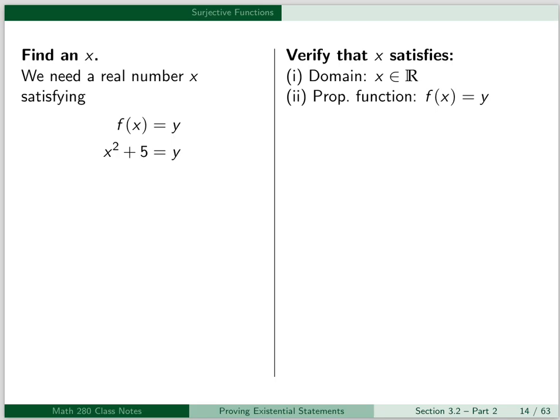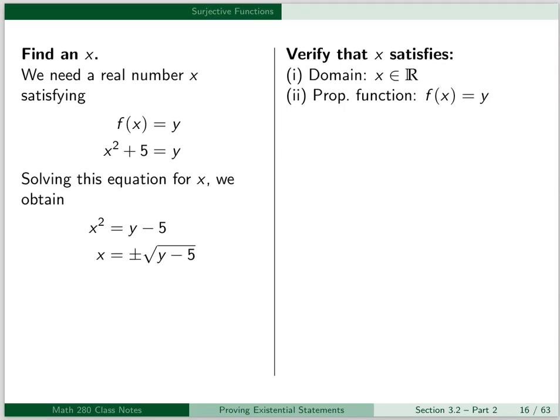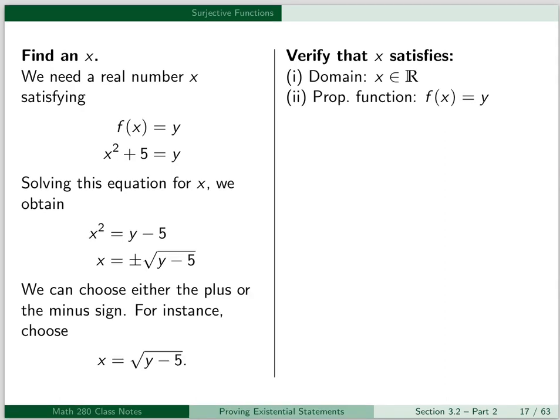Since f of x is x squared plus 5, then x must satisfy x squared plus 5 equals y. Solving this equation for x, we obtain x squared equals y minus 5, so that x is going to be plus or minus the square root of y minus 5. Now we can choose either the plus or the minus sign. So for instance, choose the plus sign so that x is equal to the square root of y minus 5.